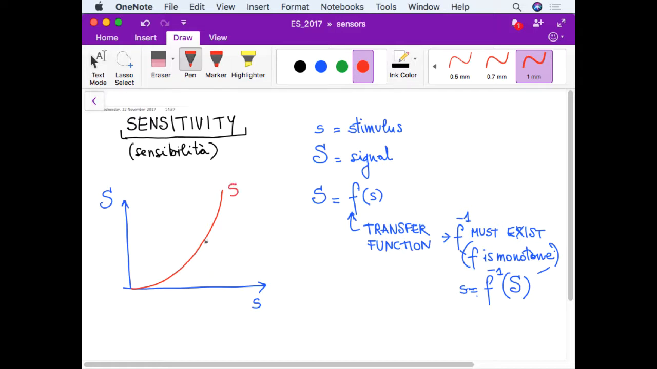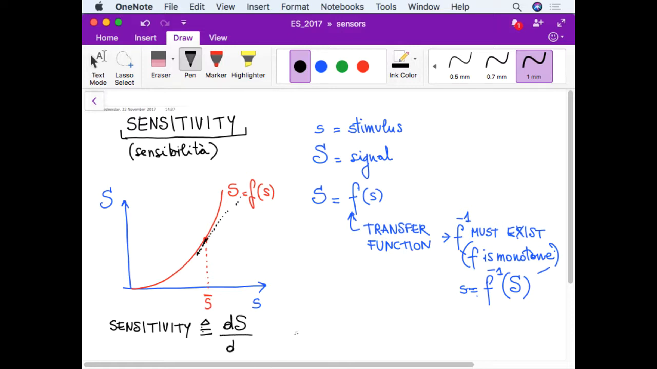So it's a nonlinear function in general, and for a given value of the stimulus, let us call it s bar, we can define the sensitivity in this way. The sensitivity is simply the derivative of the transfer function at s bar. So it is defined as the derivative of S with respect to small s, so it's basically df over ds computed at s bar.